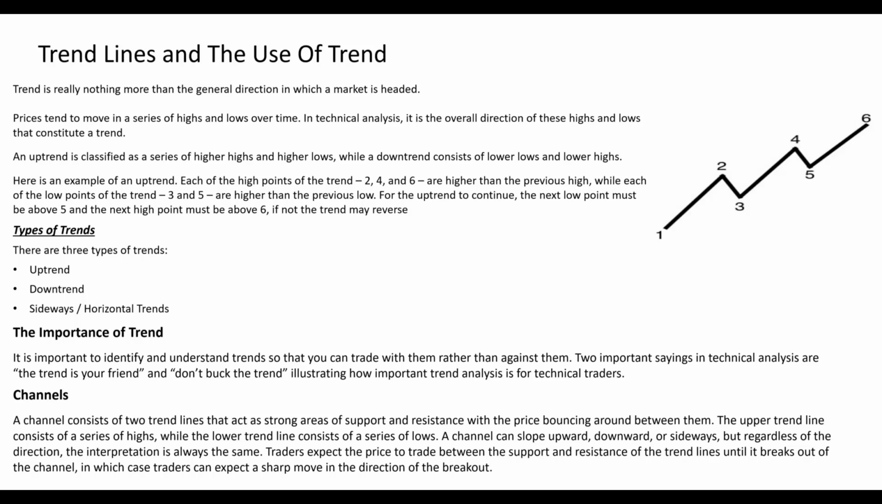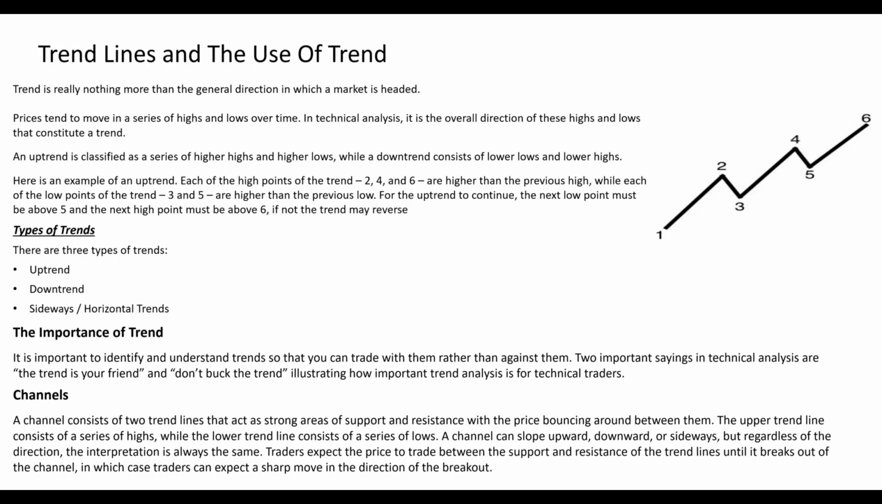Trend is really nothing more than the general direction in which a market is headed. Prices tend to move in a series of highs and lows over time, and in technical analysis, it is the overall direction of these highs and lows that constitute a trend. An uptrend is classified as a series of higher highs and higher lows, while a downtrend consists of lower lows and lower highs. Here is an example of an uptrend.